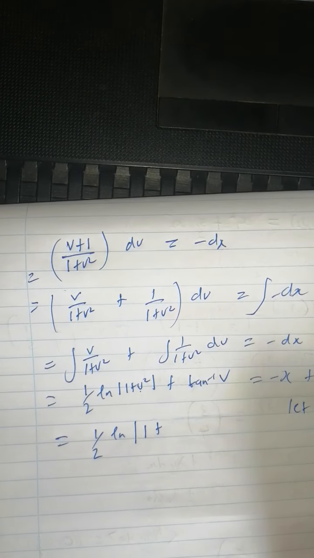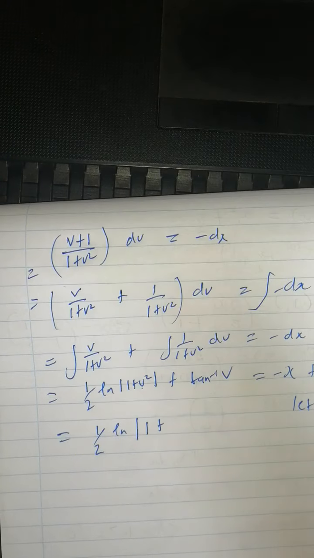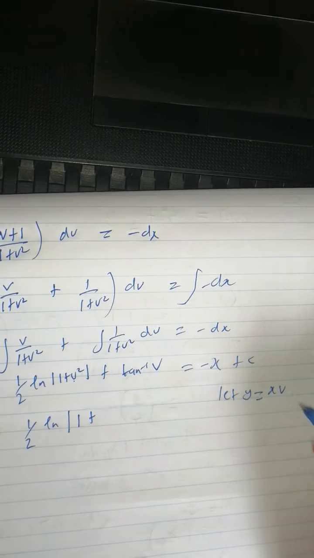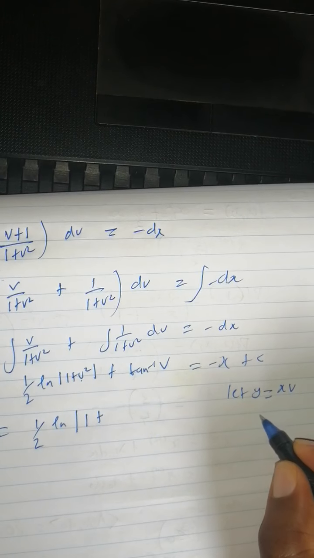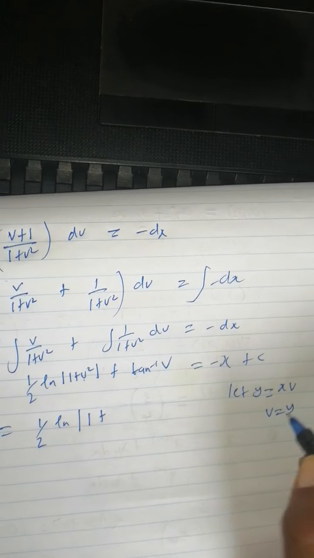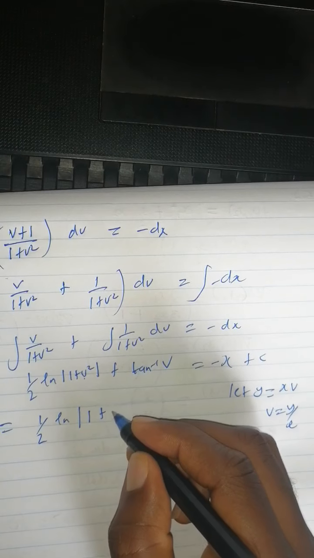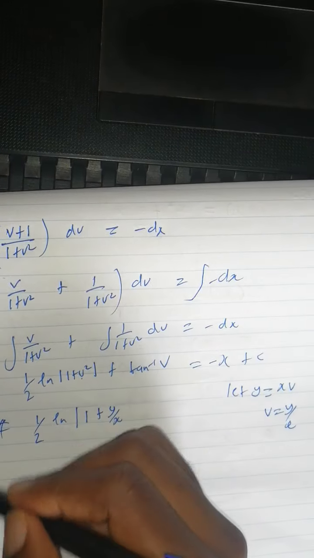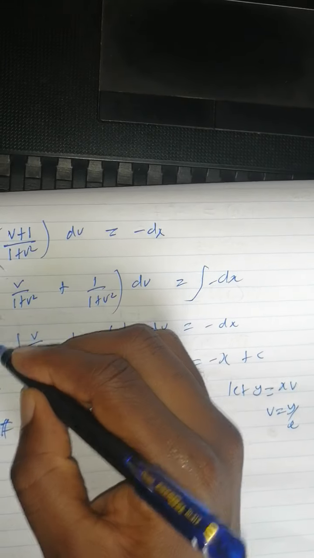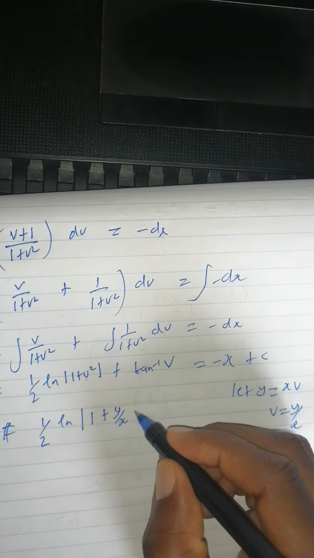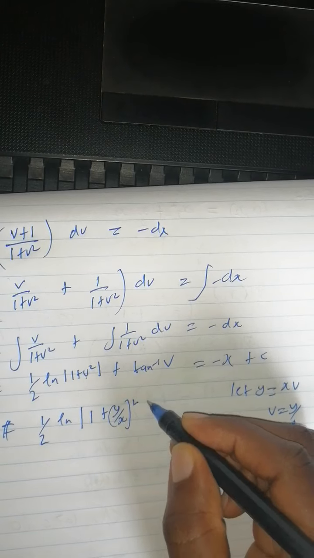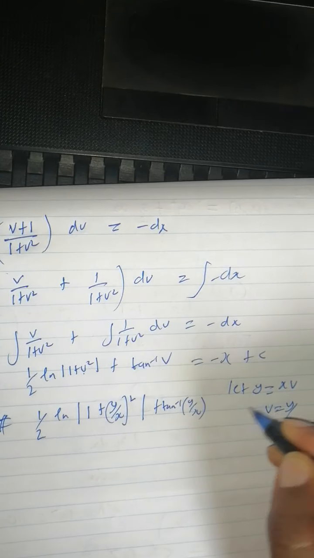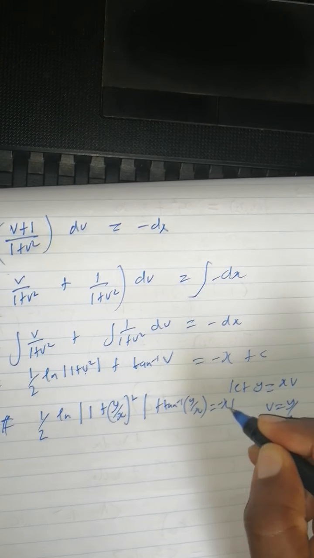So remember, initially we said let y equal xv. So if we make v the subject of the formula, v is equal to y over x. So wherever there is v, put y over x. I cannot have a double equal sign now, so this is wrong. Half ln of 1 plus y over x squared plus tan inverse of y over x equals negative ln x plus c.